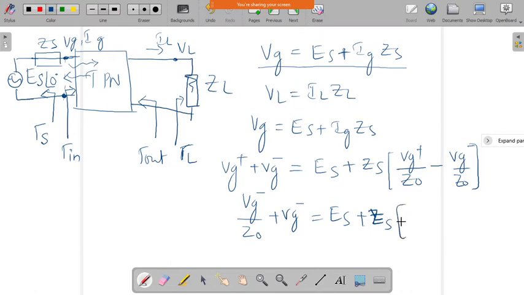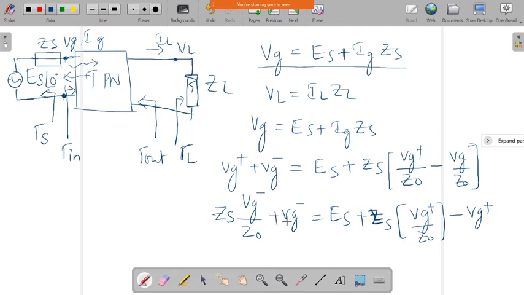Whatever Vg plus we are taking to this side, that is Vg plus by Z0. Here Zs we have to multiply, because Zs is there, Zs into Vg by Z0. So we have here Zs plus Vg by Z0. Okay, so if I take that one minus Vg plus, this is what we have.